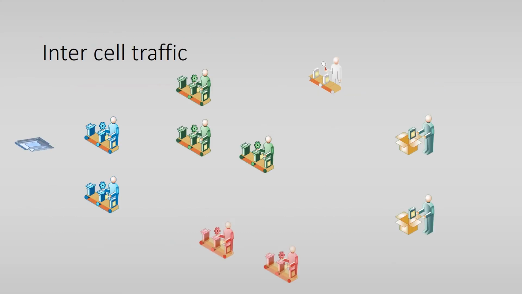So, how to determine Polka loops? To do this, you have to analyze the inter-cell traffic. This means the possible routings of the products of the chosen product family.